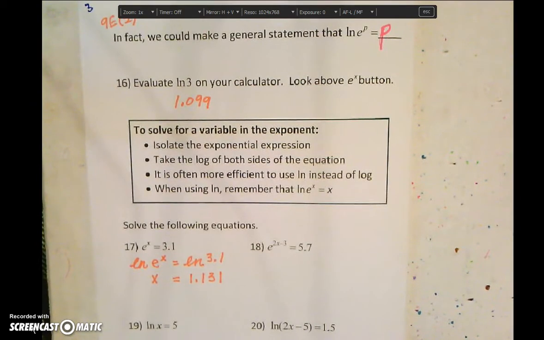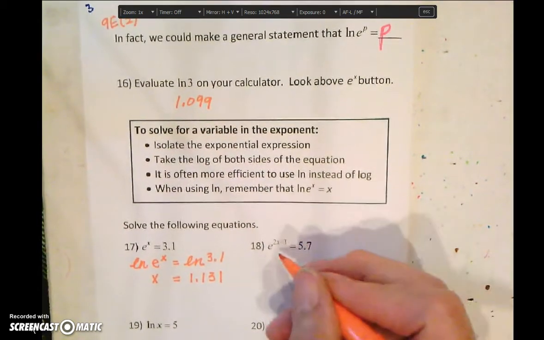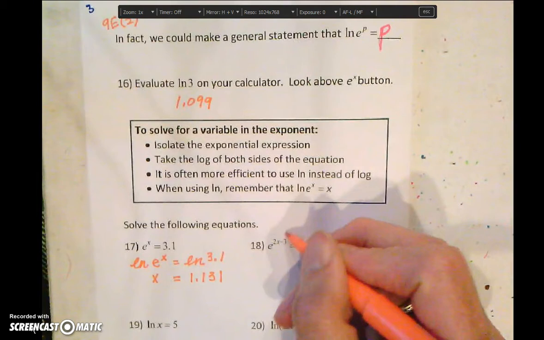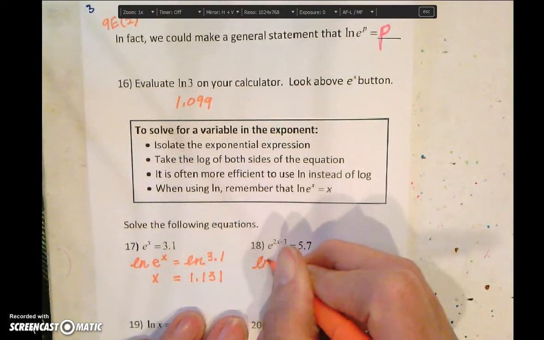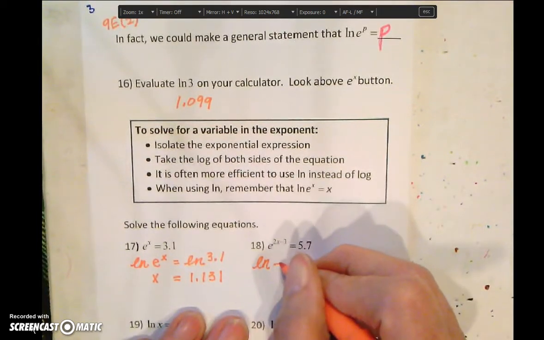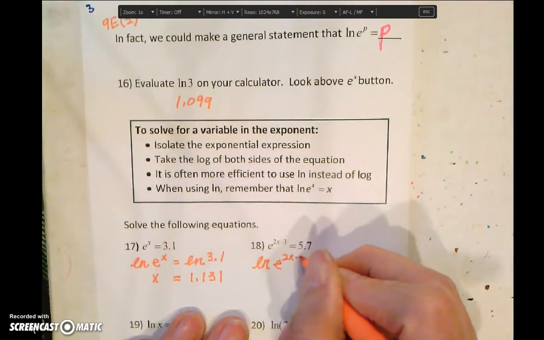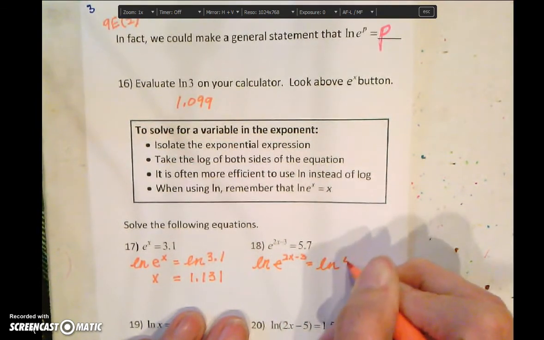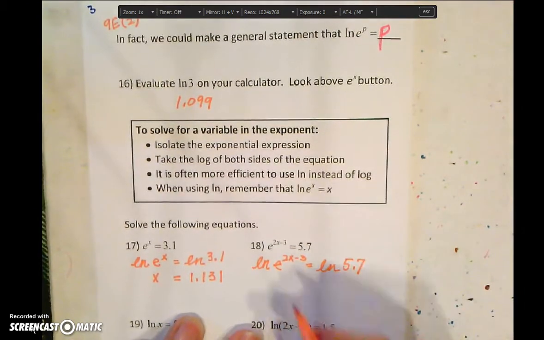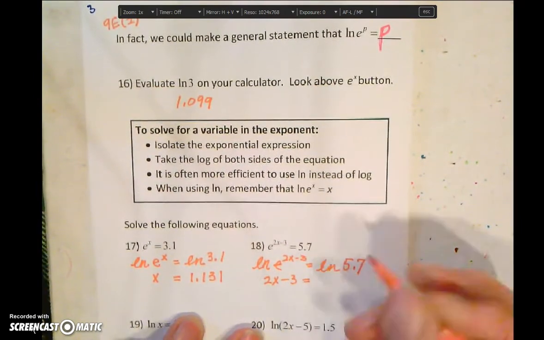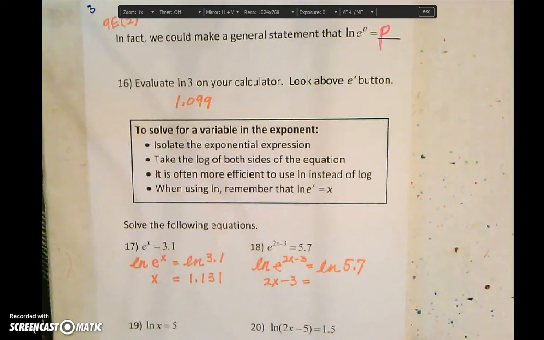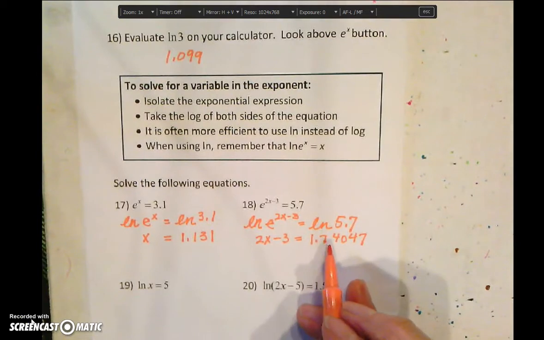All right, so now let's go and do this next one. So I have e raised to the 2x minus 3. So again, I have a variable in the exponent. So to get it out, I have to take the log of both sides, and I'm going to choose to use ln instead of log. So ln of e to the 2x minus 3 is equal to ln of 5.7. All right, so these undo each other, and I get 2x minus 3 is equal to, and then we'll put the ln of 5.7 into our calculator. And when I do this, I get 1.74047.